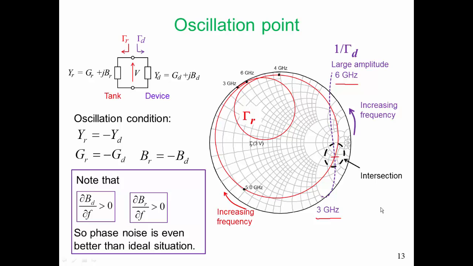Now recall that we said that one of our ideal situations was when BD was independent of frequency. That is, the susceptance of our active device was independent of frequency. Well, we're not going to achieve that for RF and microwave oscillators because of our parasitics. But in this particular topology, the variation of BD with respect to frequency even improves the performance of the oscillator by reducing the phase noise even further. So getting back to this point of intersection, the gamma R curve and the 1 over gamma D curve go past each other as fast as you possibly can imagine.